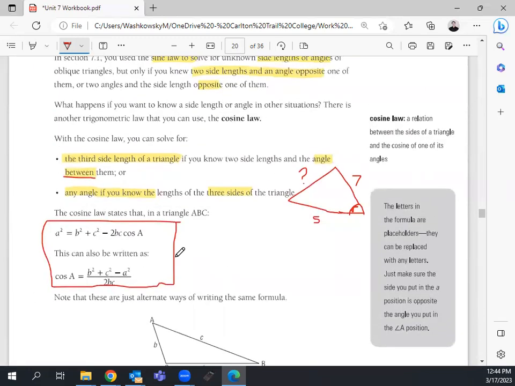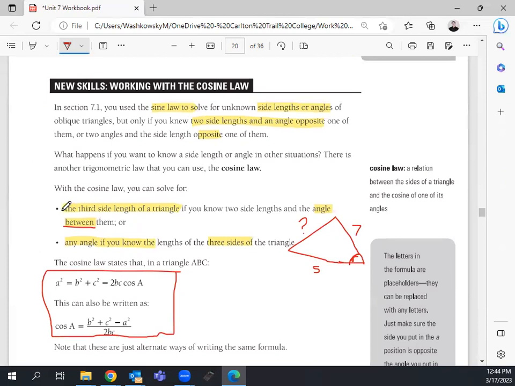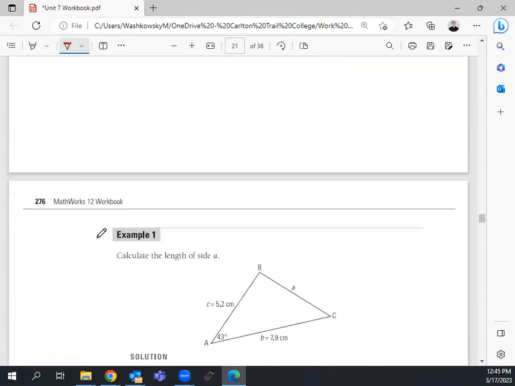So we're looking at the cosine law here, and these are the two things we use it for, right? Again, when we have two side lengths of a triangle and there's an angle between them, or when we know three sides of a triangle and we're trying to find an angle.